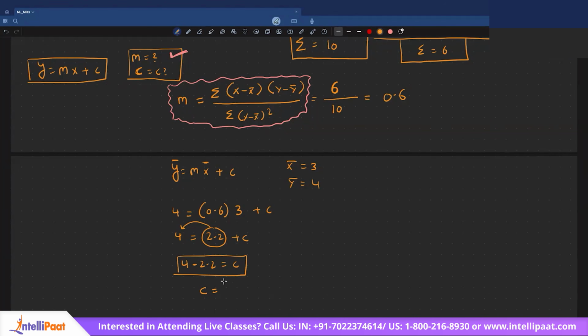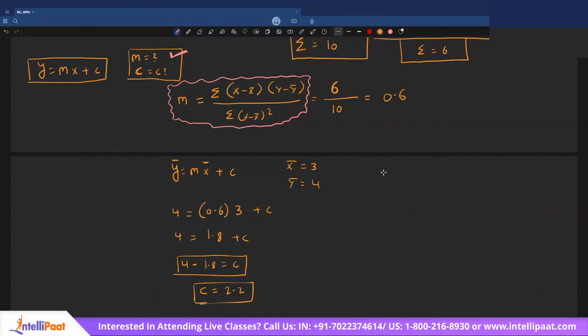Wait, 0.6 into 3 cannot be 2.2. I don't know if it makes sense, because 6 threes are 18. It should be 1.8, right? If I'm not wrong, 6 threes are 18, point difference is 1.8, right? So the difference is 2.2. Yeah, I think I got the concept. Okay, this is 3.2. Yeah, it is 2.2.